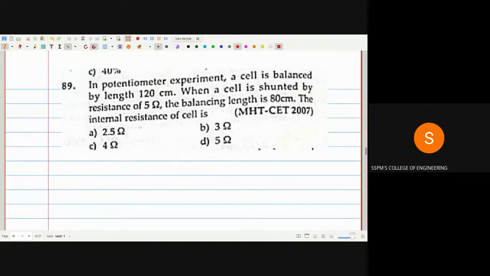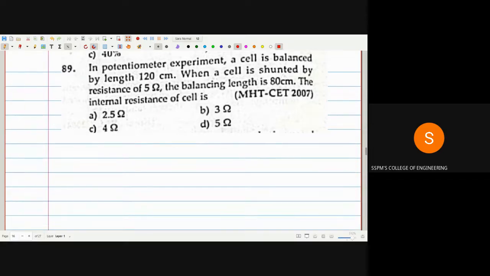हे पोटेन्शियोमीटरवर घेतले. आतापर्यंत आपण पोटेन्शियोमीटरवर एक्झाम्पल सॉल्व केलं नाही, but I will try to explain the potentiometer and similarly, I will try to solve this example. आता इथे काय दिले? The potentiometer experiment. A cell is balanced by length 120 centimeter. When cell is shunted by resistance 5 ohm, the balancing length is 80 centimeter. What is the internal resistance of cell?